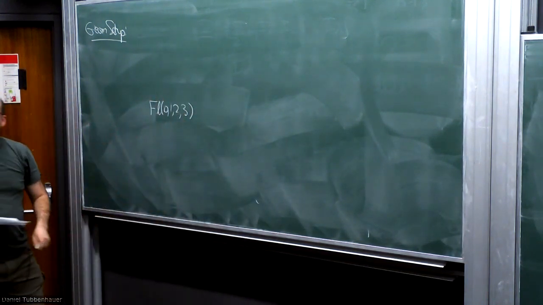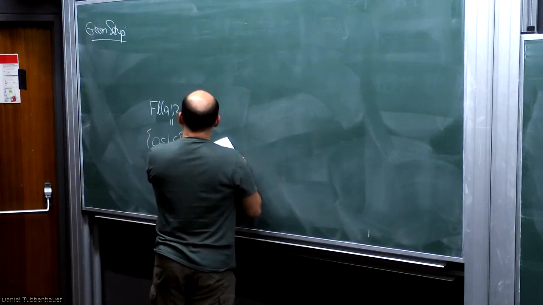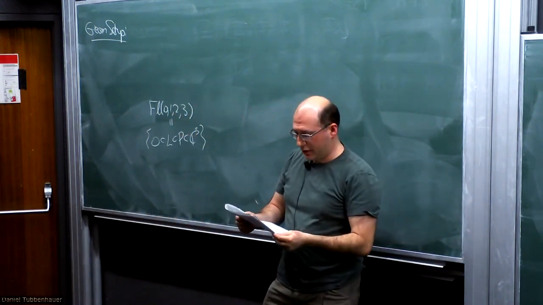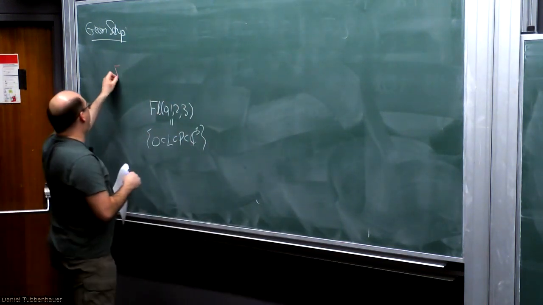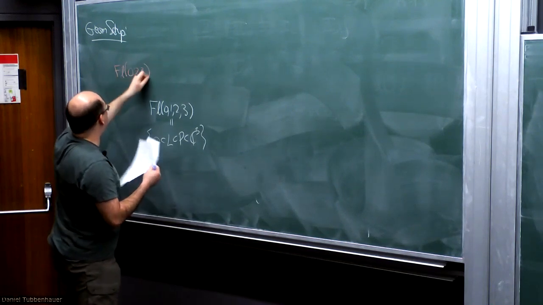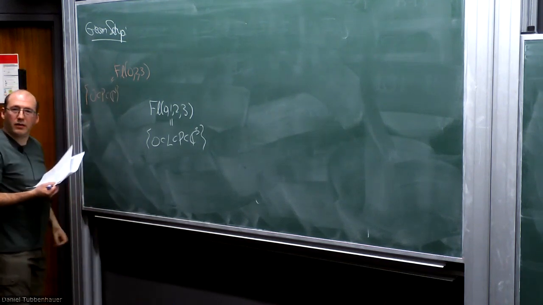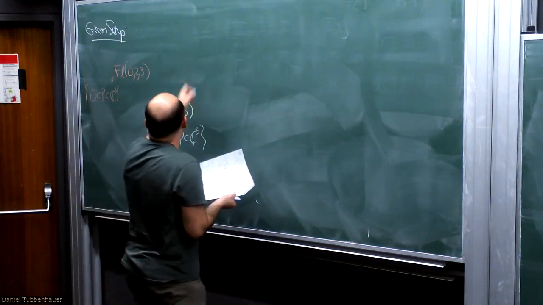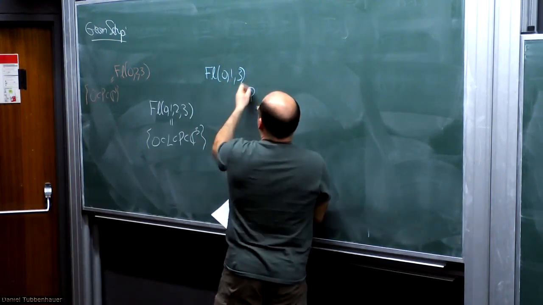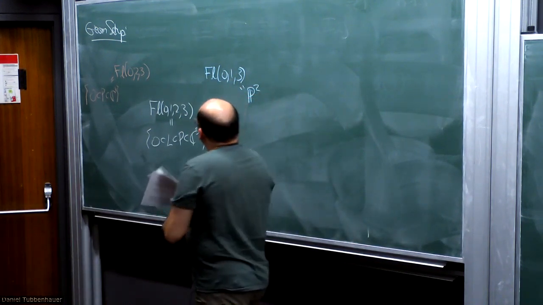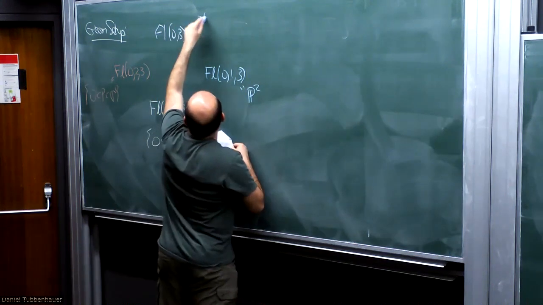Let me start with the flag variety in three-dimensional space. It's the set of all lines inside a plane inside the space. And one thing I can do is forget various pieces of data. So for instance, if I forget the line, I just am looking at planes inside three-dimensional space. And if I forget the plane, I get lines inside three-dimensional space. And the last thing I can do is forget both. And there's no data here.